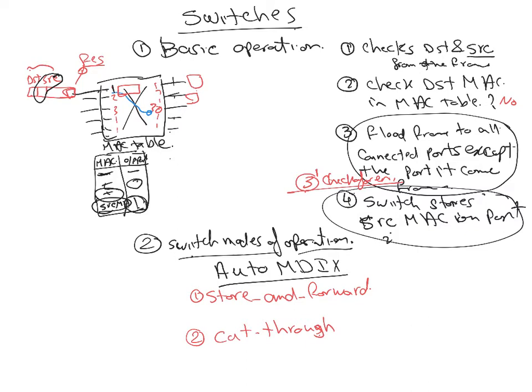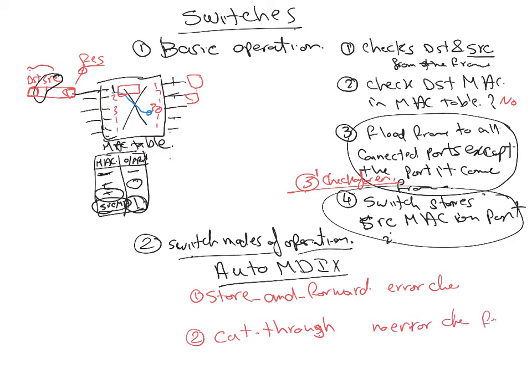Cut through doesn't do that. Cut through does not store the entire frame. It performs the minimum functionality. So it reads the destination address only. And that's why we said the destination address is the first field, because the switch reads the destination address and then it forwards the frame very, very fast without even checking for error. So this has error checking and this has no error checking.